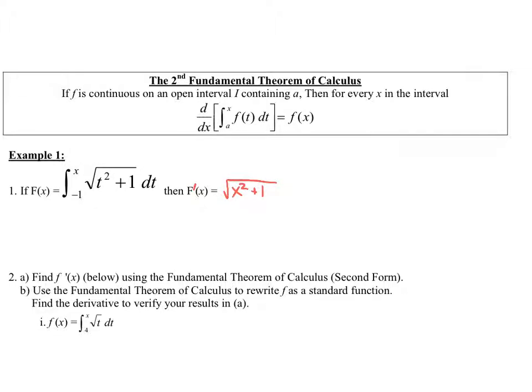And again, that goes back to the different notation. The derivative of the antiderivative is the original function. The antiderivative was this whole integral. If I take the derivative of that whole integral, I get the original function, which is the square root of x squared plus 1.